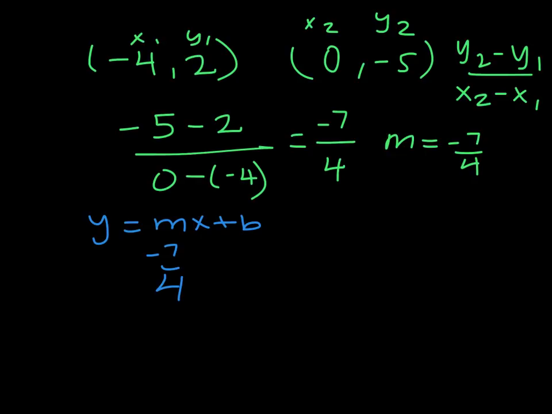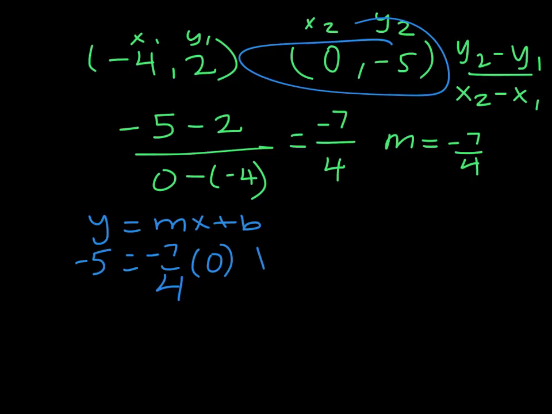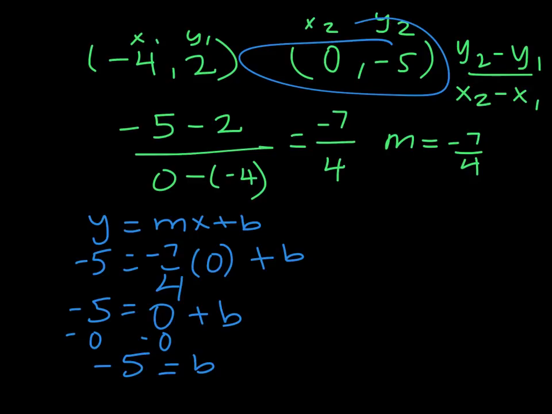Again, just choose one of the x and y points. It doesn't matter which one. So let's say I choose 0, negative 5. So I'm going to replace x with 0, y with negative 5, plus b. All right, negative 5 equals negative 7/4 times 0 is going to be 0, plus b. And if I subtract 0, negative 5 minus 0 gives us negative 5 equals b. It means that our equation would then be y equals negative 7/4 x minus 5.